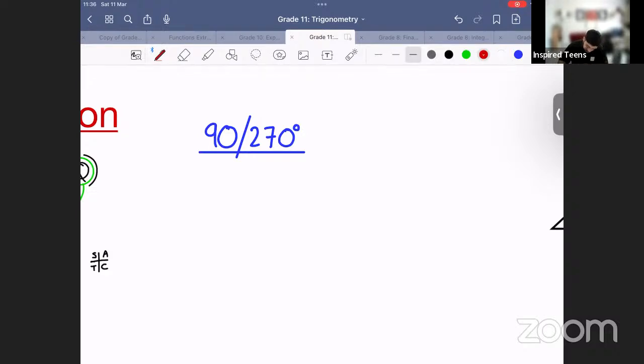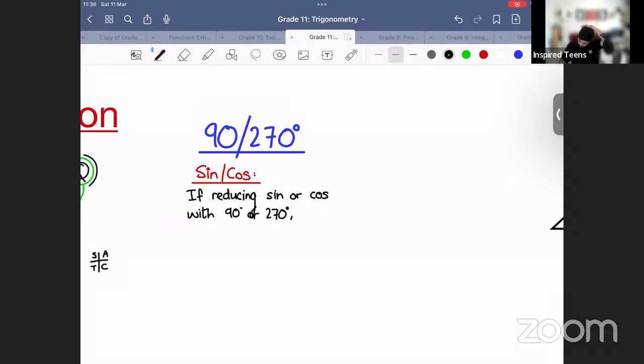So for sine and cos, if we reduce sine or cos with 90 or 270, then we need to change: sine will change to cos or vice versa, meaning cos needs to change to sine. Okay, that's for sine and cos.